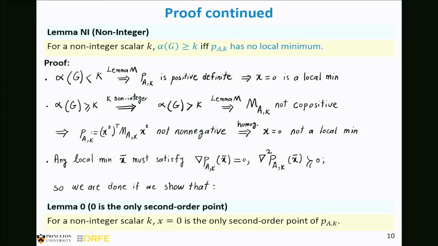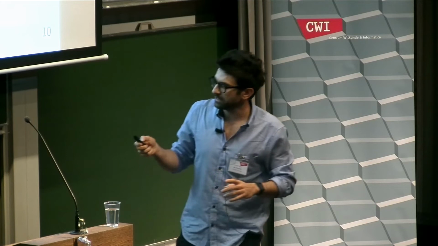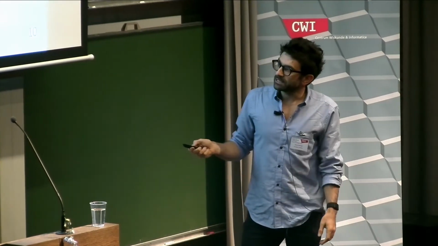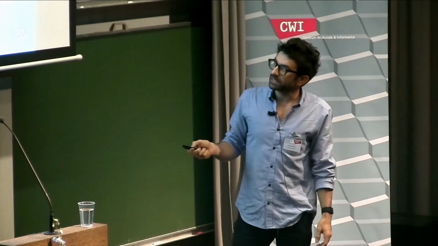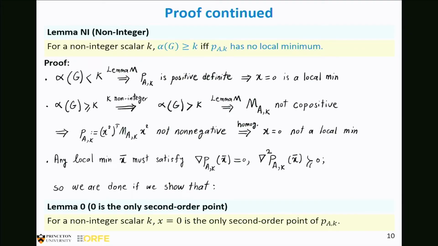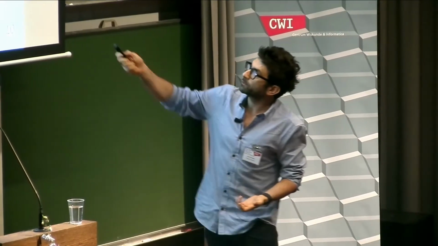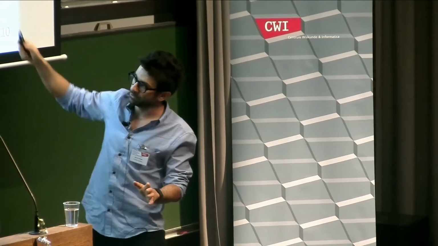And this is the last lemma of this one, lemma 0, which says that for a non-integer scalar k, 0 is the only second order point of this quartic polynomial. So in fact, no other point is even a second order point, so it cannot be a local min. 0 is the only second order point, but we separately show that 0 is not a local min, so we would be done.